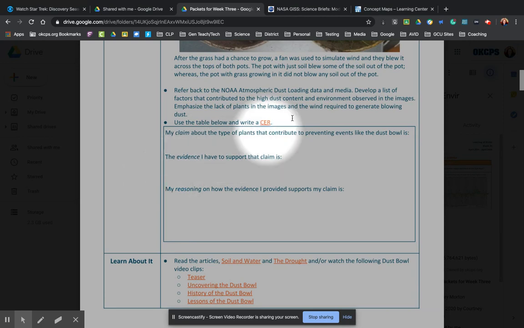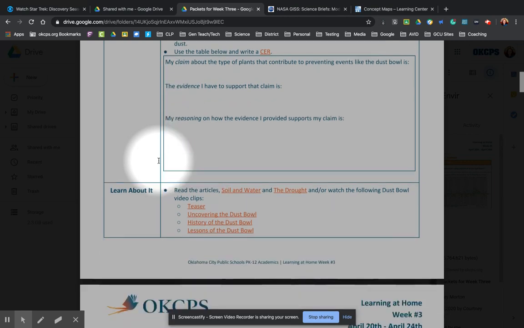If you need help remembering what it is that a CER needs to have, have a look at the graphic that is linked here. Make sure that you are writing in complete sentences using proper academic vocabulary, and that you're using evidence, particularly from those graphs, to support your CER.